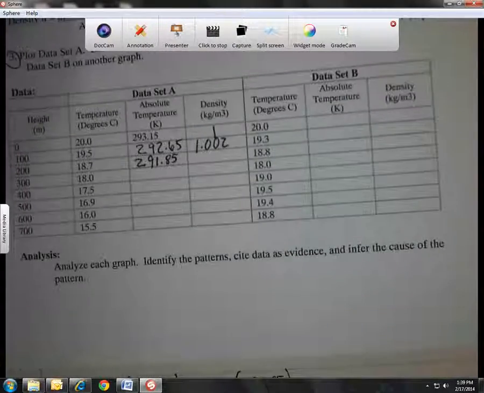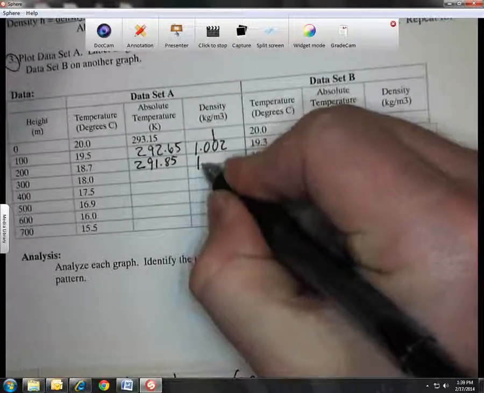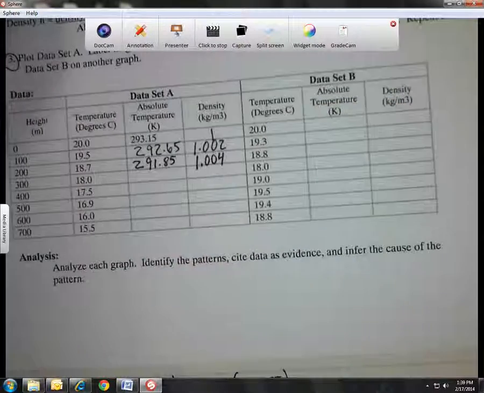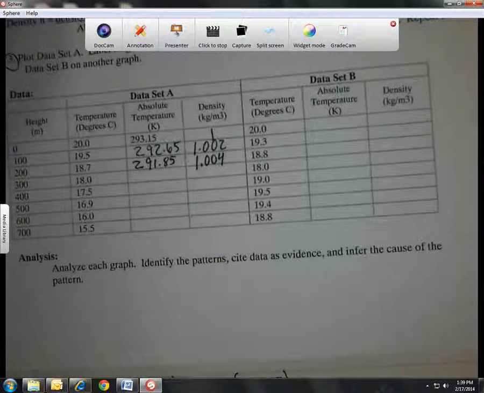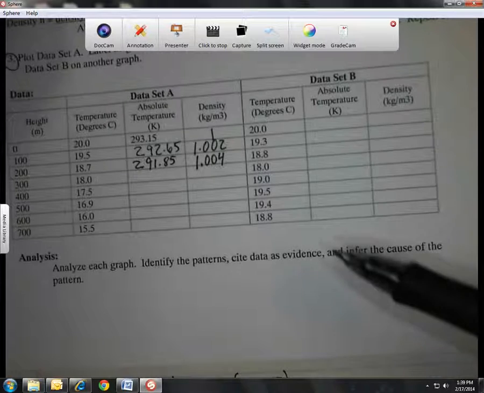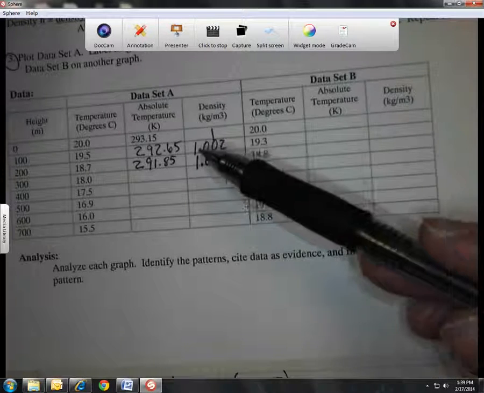Alright, so this is how you solve for the absolute temperature at each increasing height, and then how you solve for the density of that temperature in relation to those heights.